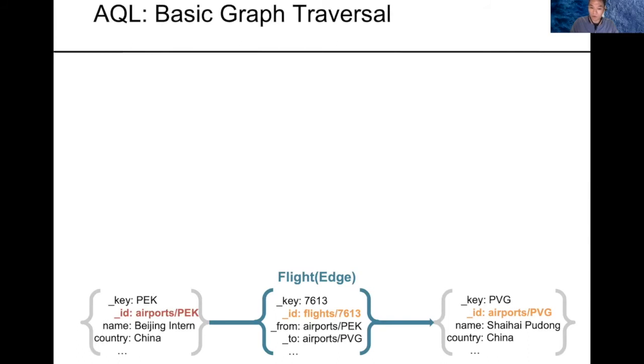Here we have a collection of flights from one airport to another airport. In this example, we have a flight whose ID is 7613, from Beijing Capital International Airport to Pudong International Airport.